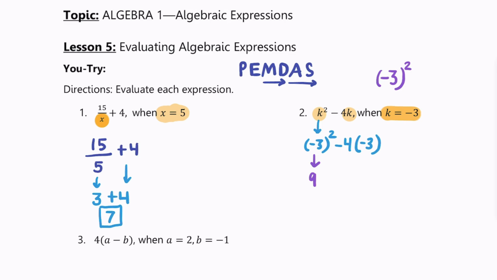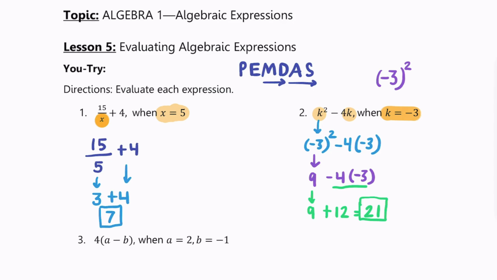And then we have here, I'll bring that down, minus 4 times negative 3. We're going to look now for any multiplication or division. We do see multiplication, negative 4 times negative 3. So negative 4 times negative 3 is positive 12. So we're going to add 12. And 9 plus 12 will give us 21. So our final answer there is 21.